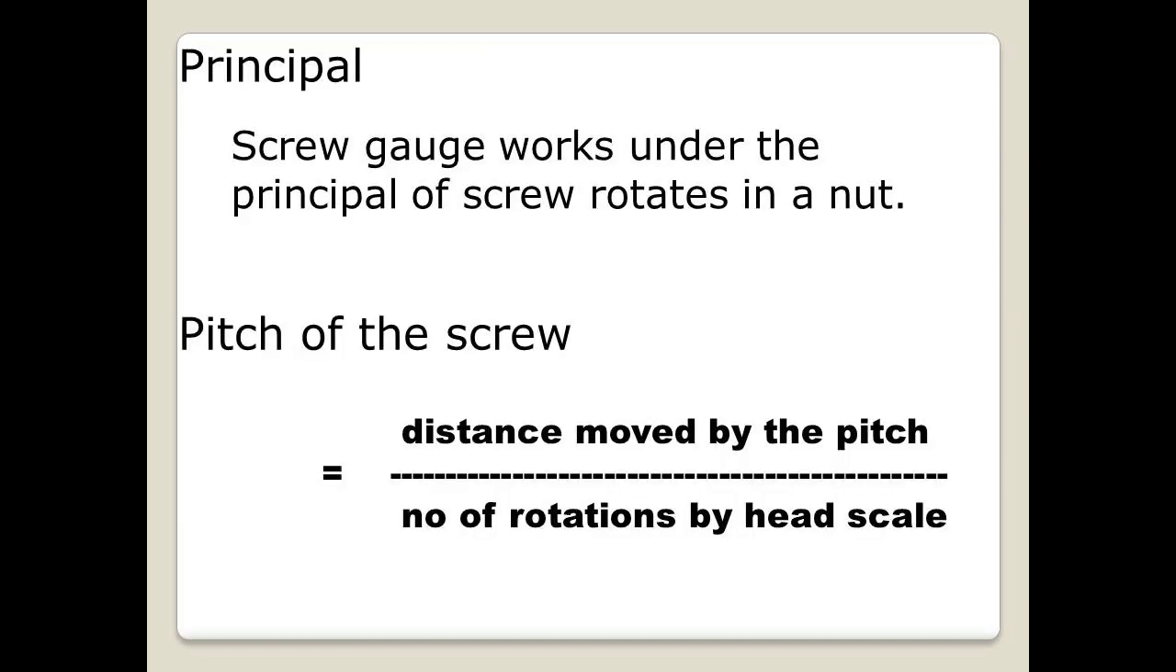What is the principle? The screw gauge works under the principle of a screw rotating in a nut. Pitch of the screw is the distance moved by the tip of the screw for one complete rotation of the head. It is equal to 1 millimeter in a typical screw gauge. So the distance moved by the screw divided by the number of rotations of the head scale is the pitch of the screw.